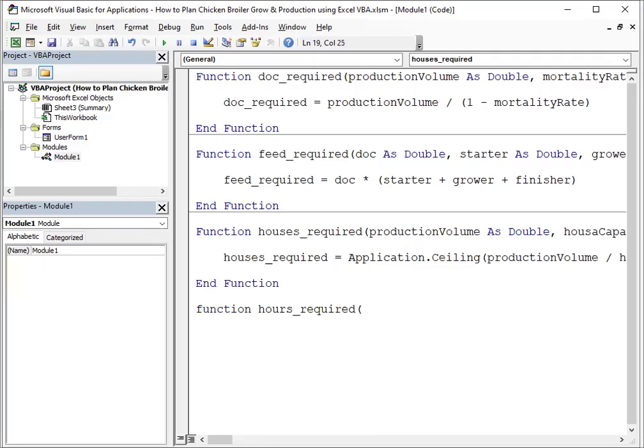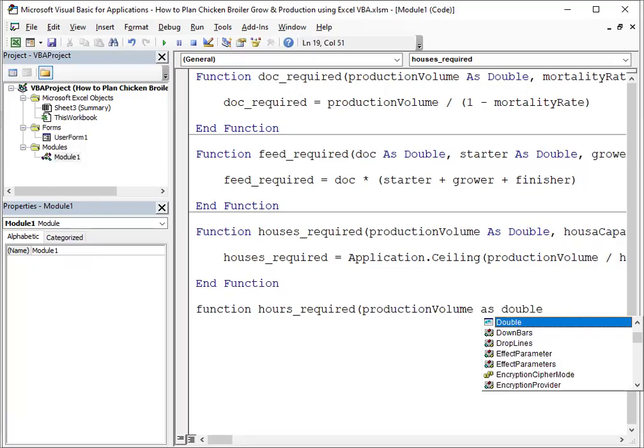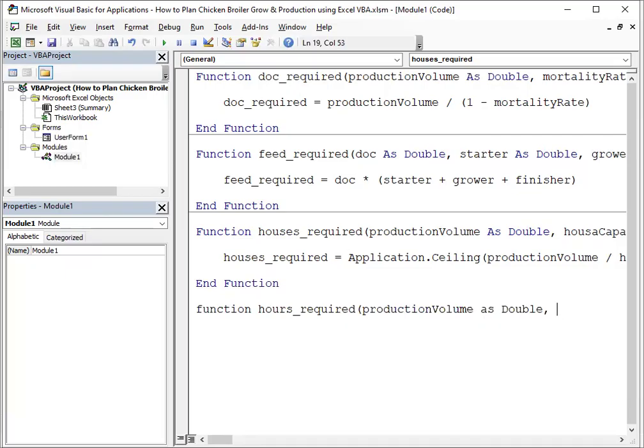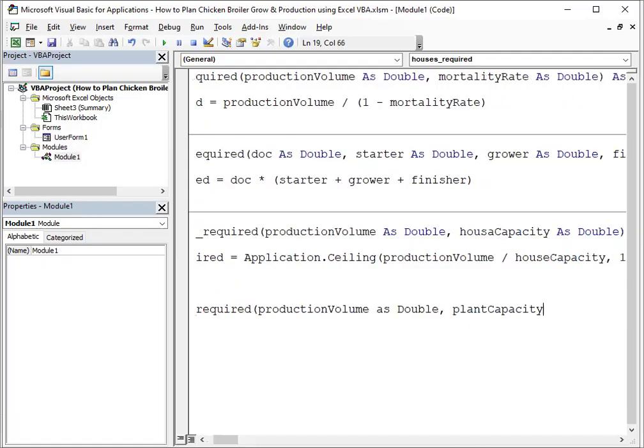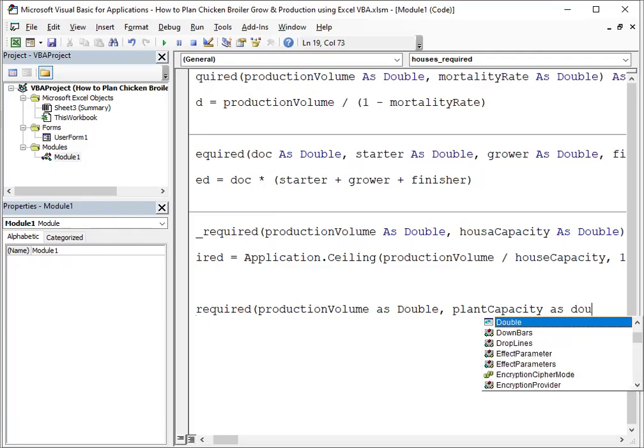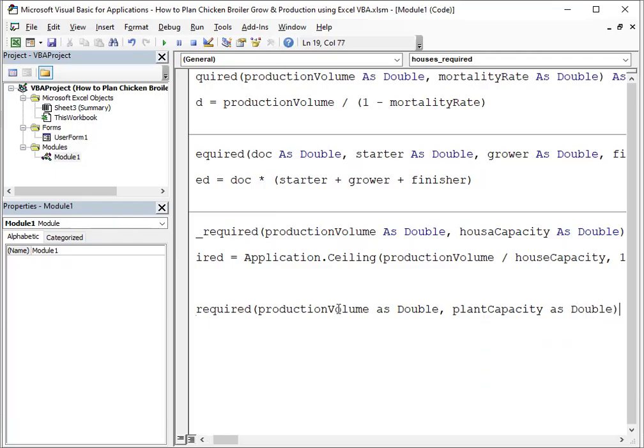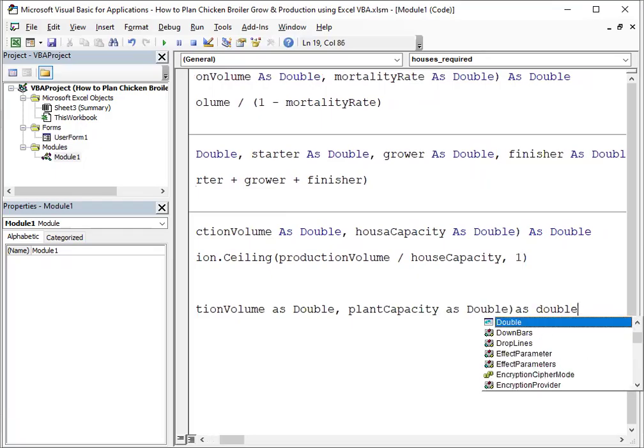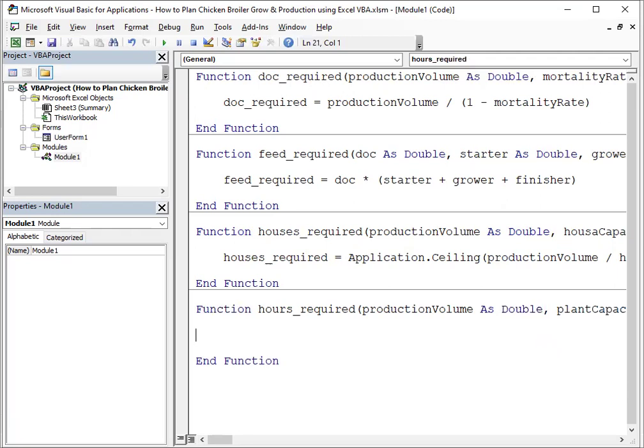Then, of course, we're going to base it again on production volume as double, comma, plant capacity as double, then as double.